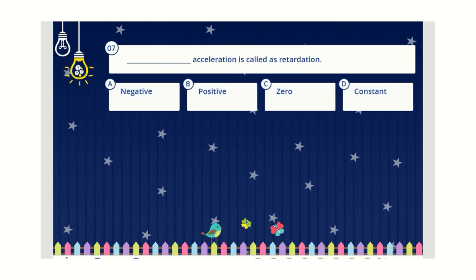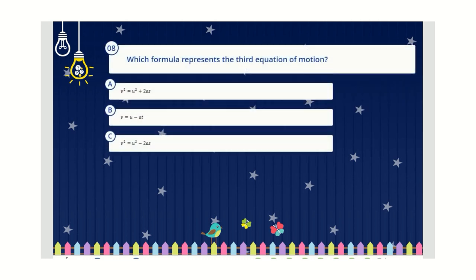Dash acceleration is called as retardation. Negative, positive, 0, constant. Which formula represents the third equation of motion? See there on the screen and write your answer.